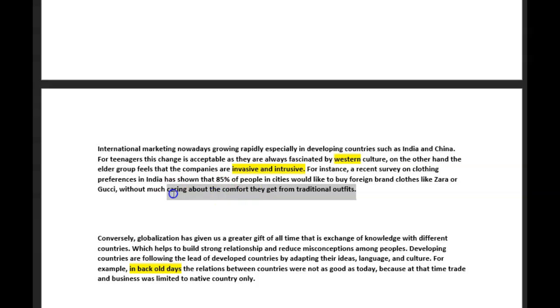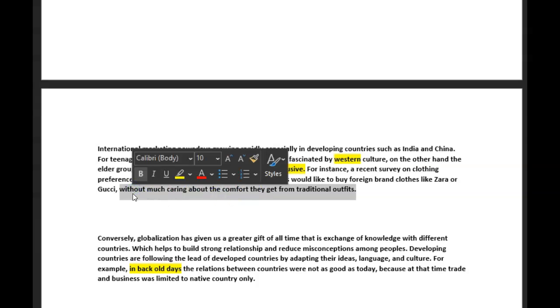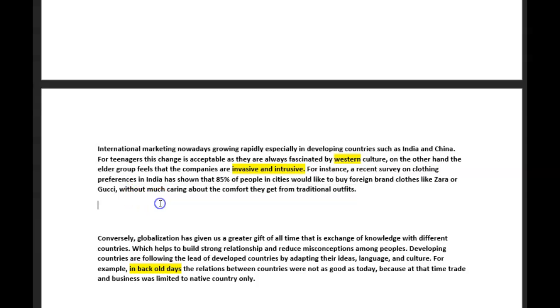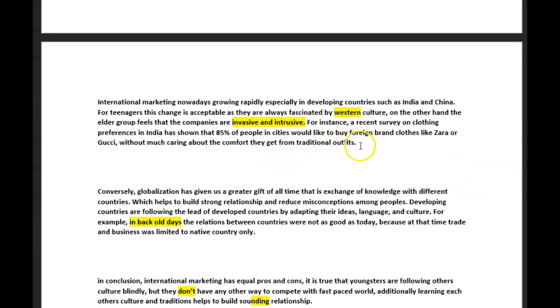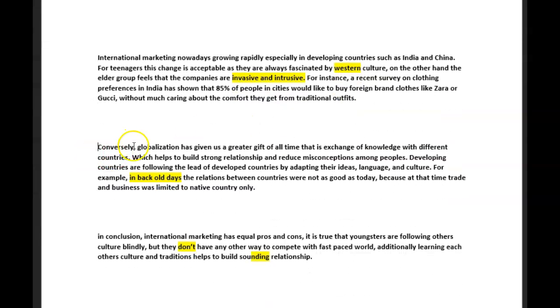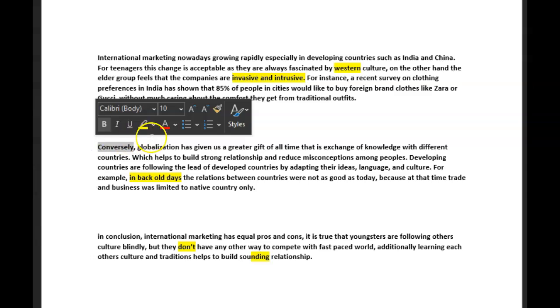Oh, okay, I don't like that. You could say instead, therefore ignoring the service and quality, or the service and personalization they may get from traditional outfitters, or offered by traditional outfitters. That's a very good paragraph. You've got some nice ideas in there. Conversely, okay, good. You're changing your ideas, and that's a nice way to signpost it.